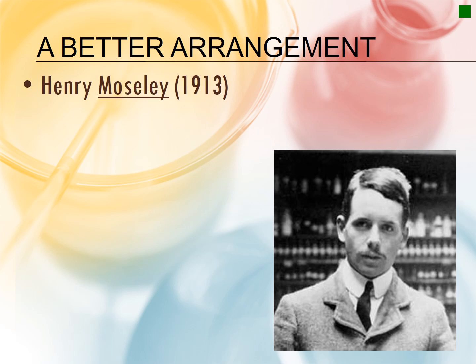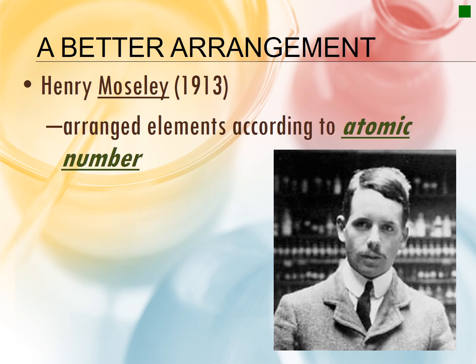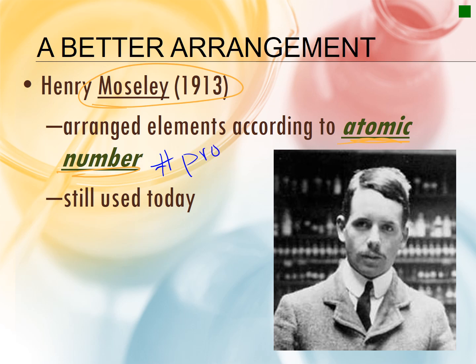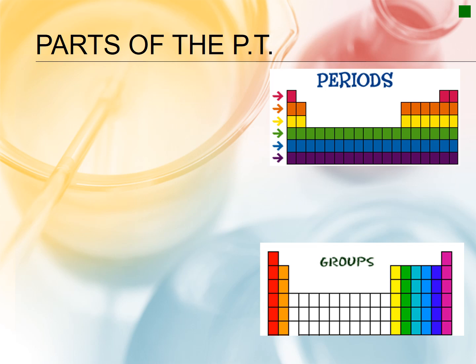So what happened is, though, yes, we've already talked about it, he did not have a perfect periodic table. And so a guy named Henry Moseley in 1913 came up with a better arrangement. Instead of masses, he developed it based off of their atomic numbers. And remember, atomic number is equal to the number of protons. This is the one that we use today. So Moseley is the one who came up with the modern periodic table, and Mendeleev was the guy who came up with the first periodic table.